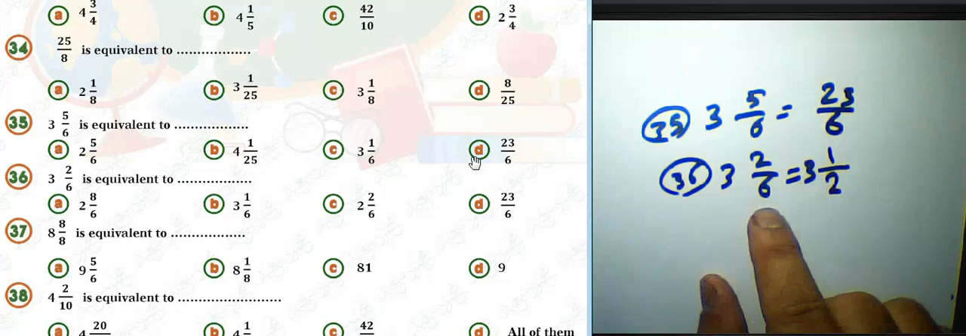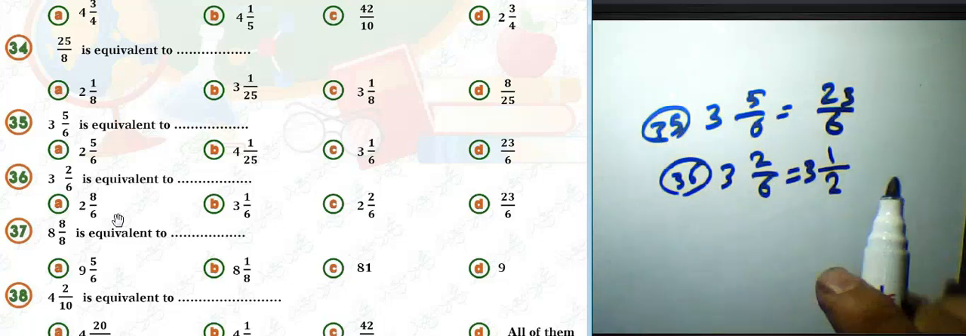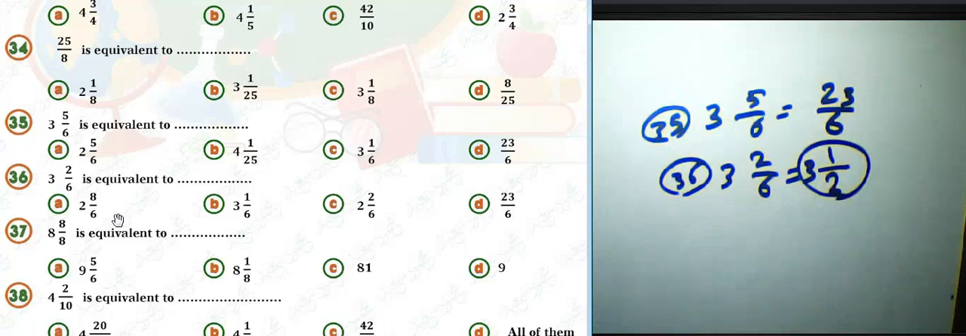Or 3 times 6 equals 18, plus 2 equals 20. Okay. 3 and 2 over 6 is equivalent to what? Look at letter A here. 3 and 2 over 6. We can write this example by another method because 3 and a half, we don't have 3 and a half in the choices here. Okay, so how can you solve this example?